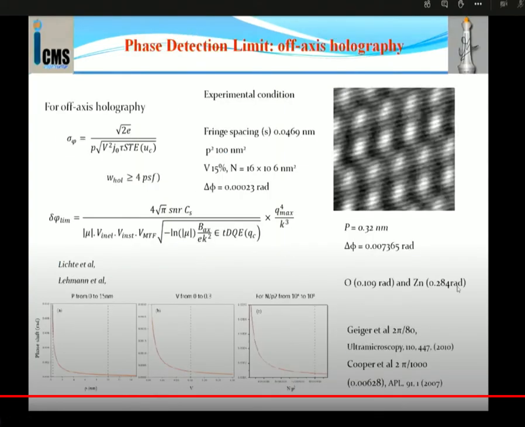So there is one important parameter called phase detection limit. Like resolution, phase detection limit is very important because it will tell you the smallest gradient of the electromagnetic field you can determine. I will not go through the details, but from our experiment, we have a phase detection limit of about 0.007 rad, which is actually good, much better than the requirement, because to count incremental oxygen and zinc atoms on the column, you need 0.1 and 0.2 rad. So the numbers we have will allow you to count the oxygen and zinc atoms.